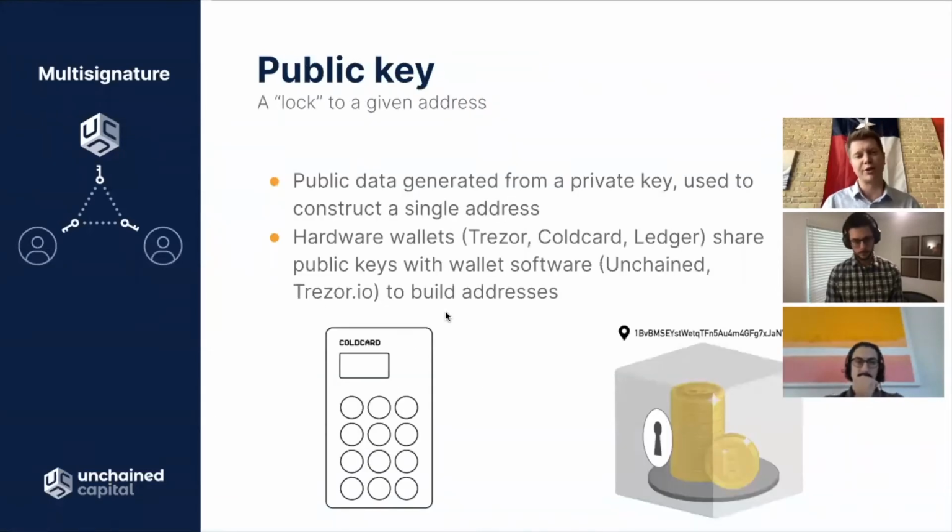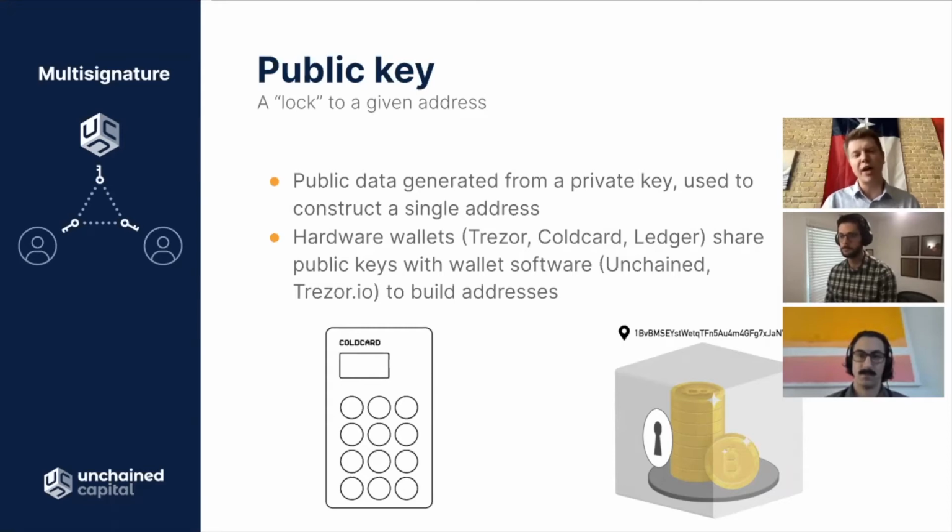Now, Bitcoin addresses. We just talked about addresses and we said they were constructed from public keys. So what is a public key? Well, you can think about a public key as a lock to a given address. Public keys are data generated from private keys, which we'll touch on in a second, and they're used to construct addresses. So your hardware wallets like Trezors and Ledgers and Cold Cards, they share public keys with wallet software like Unchained, Trezor Suite, that Trezor.io, Ledger Live is another instance, to build addresses. So we want to think about the public key as what is used to construct an address.